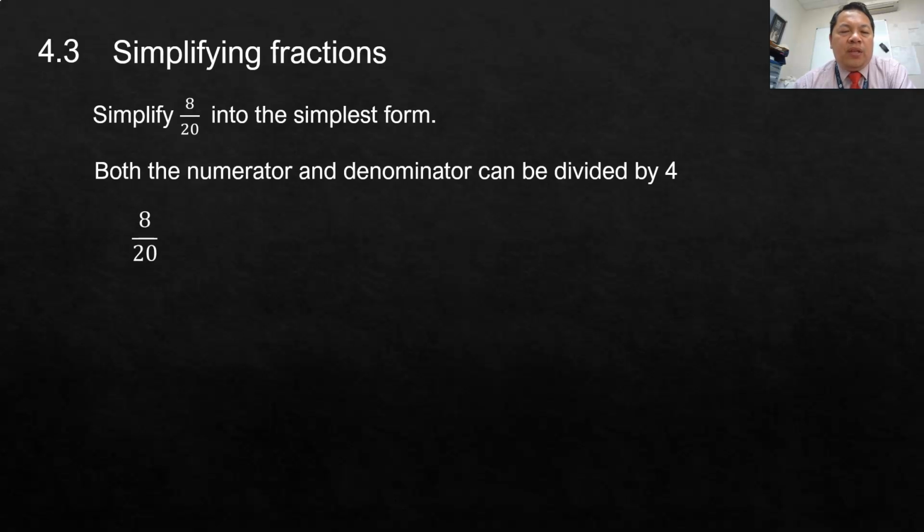So therefore, 8/20: when the numerator is divided by 4, that's how I get 2. The denominator 20 divided by 4, that's how I get 5. So the end result is 2/5.